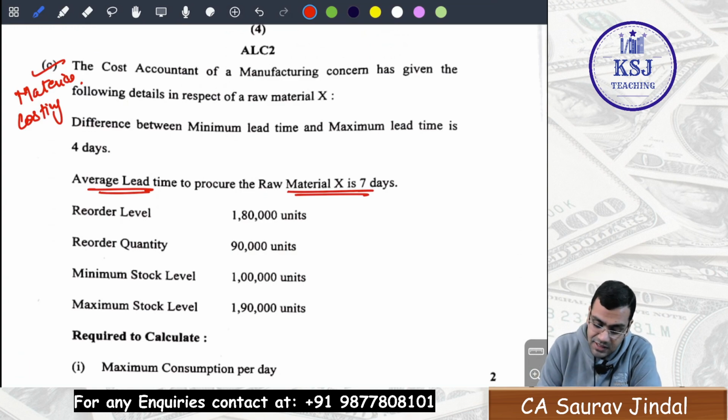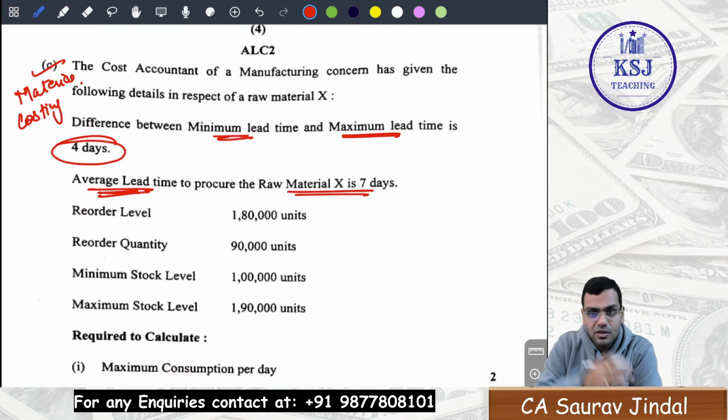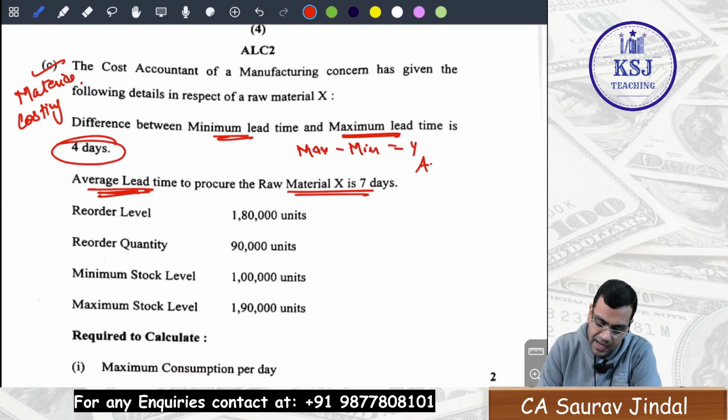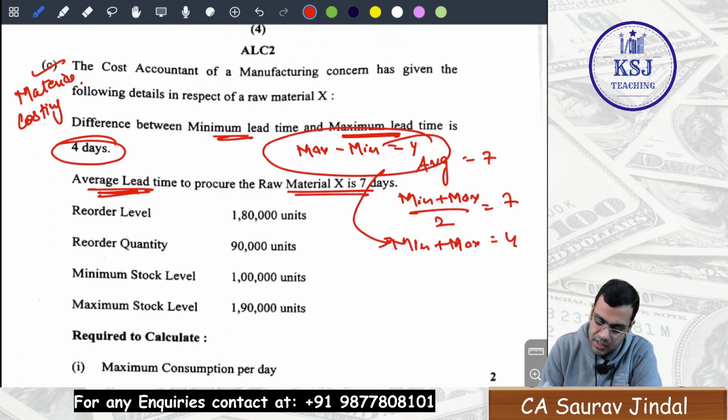Now he's saying maximum lead time minus minimum lead time is given as 4. Average lead time is minimum plus maximum divided by 2. Replace the first equation, that maximum minus minimum is 4, right? Then average is given as 7, and average is what? Minimum plus maximum divided by 2 is equal to 7. Minimum plus maximum is equal to 14. So put this equation in this, calculate the maximum lead time, minimum lead time.